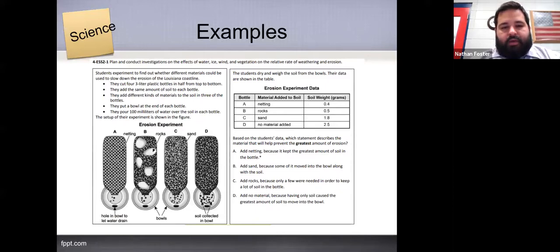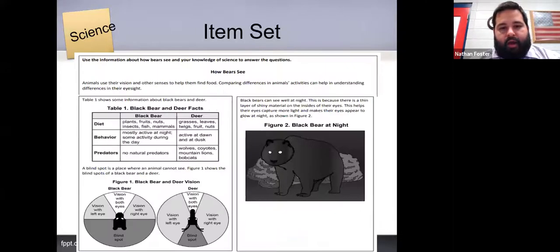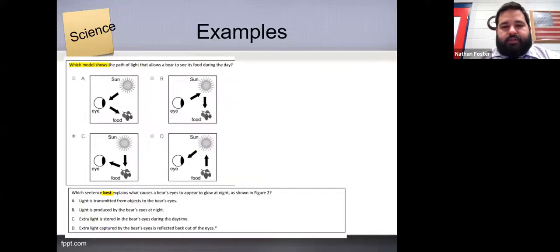Again, we see a bunch of different resources. You see different examples here of graphs with that data. You also have examples on the left there with the erosion experiment. They're having to apply their knowledge in order to get that information. So going through and using these resources that they give you, the tables, the different diagrams, the different figures like that, to be able to answer those questions is going to be very important.